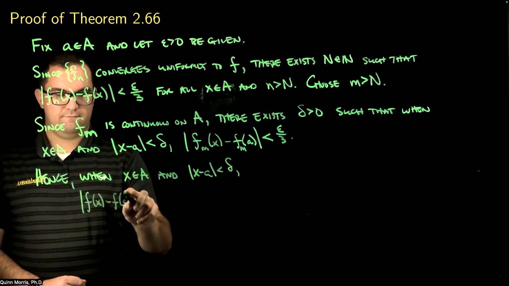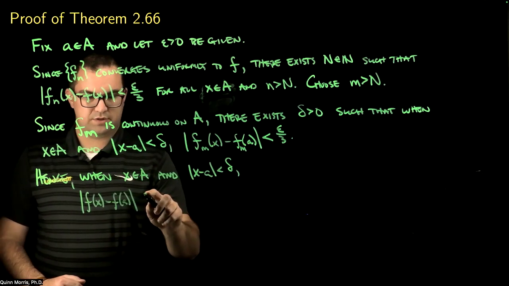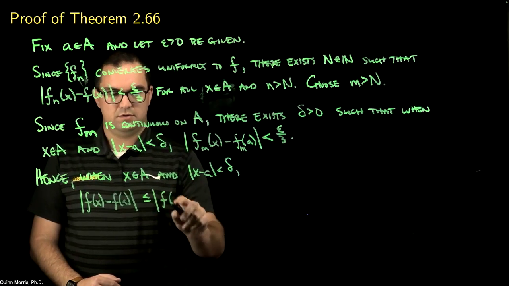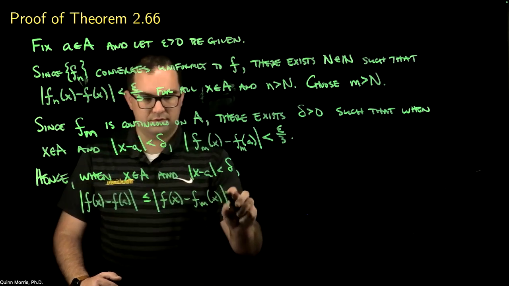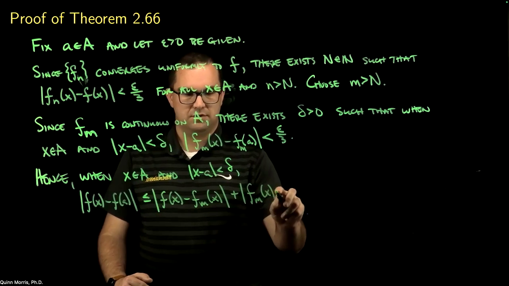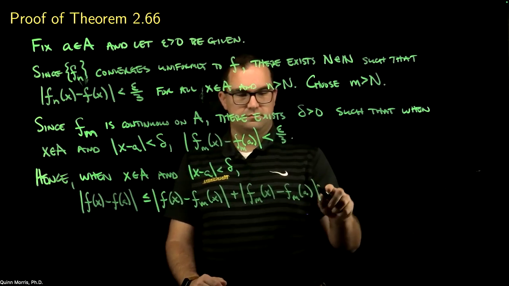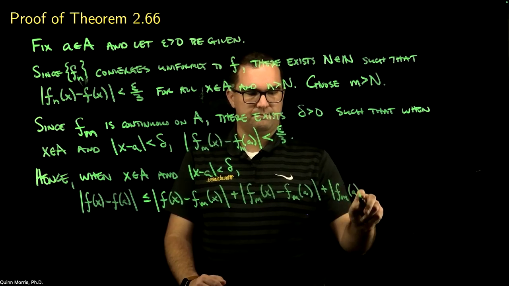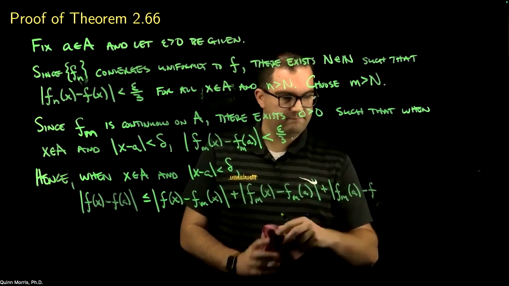|f of x minus f of a|. Okay, and I'm just going to repeat my game plan, right? So this is going to be less than or equal to, I'm going to add and subtract those terms and use the triangle inequality. So this is |f of x minus f sub m of x| plus |f sub m of x minus f sub m of a| plus |f sub m of a minus f of a|.